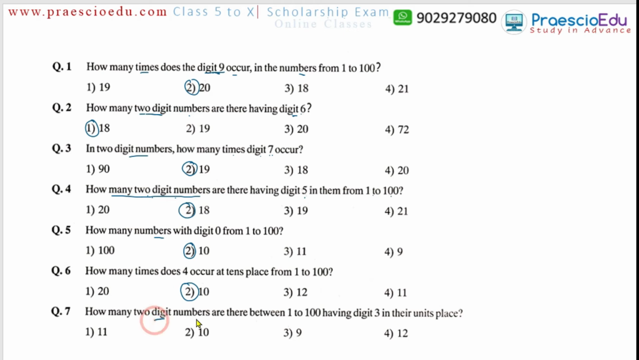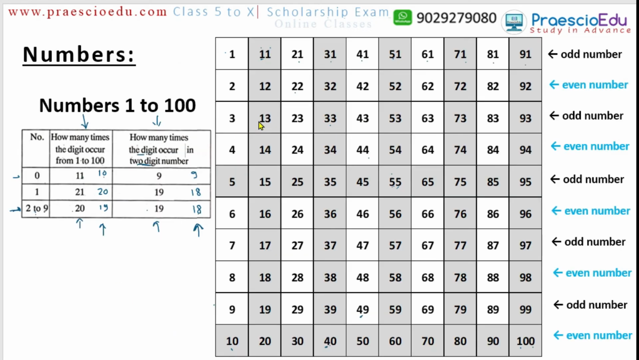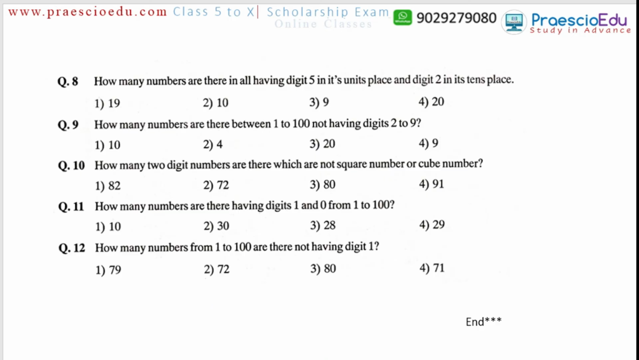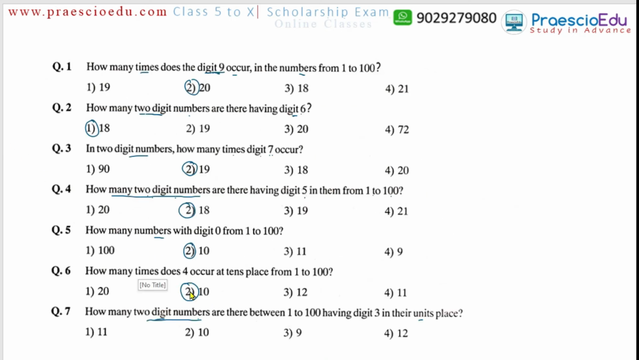How many 2-digit numbers between 1 to 100 have digit 3 in their unit place? Only related to the unit place, but in a 2-digit number the 3 at the tens place should not be counted. Unit place 13, then 23, 33, 43, like this we have to count. 1 2 3 4 5 6 7 8 9, 9 times. So the answer 9 comes in option number 3.